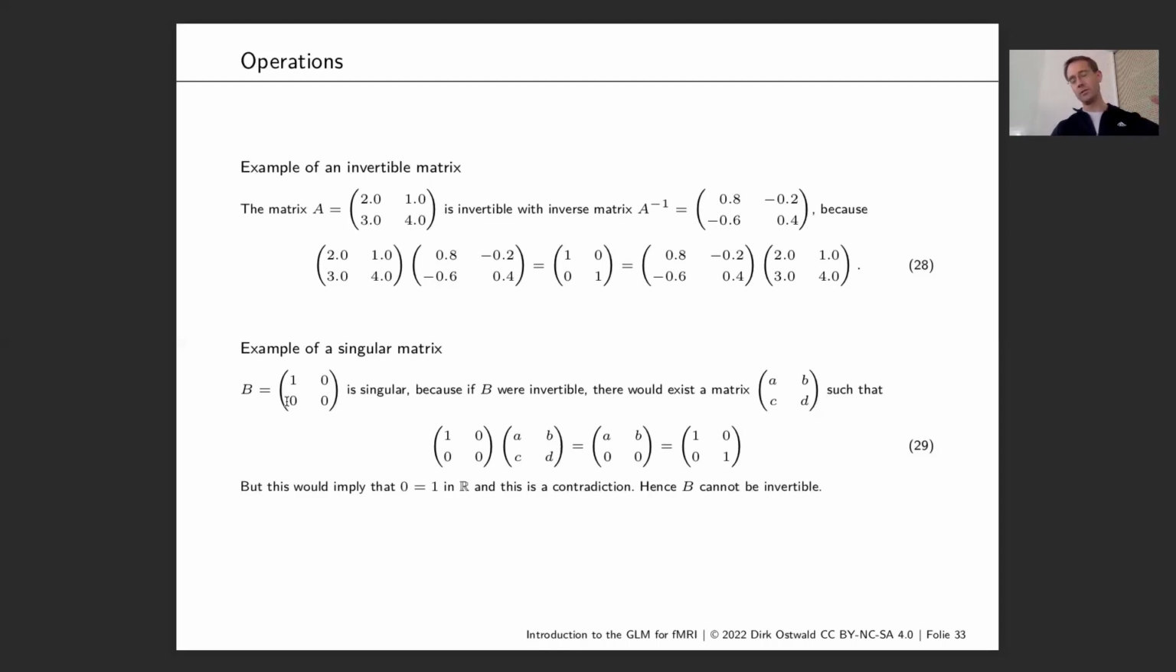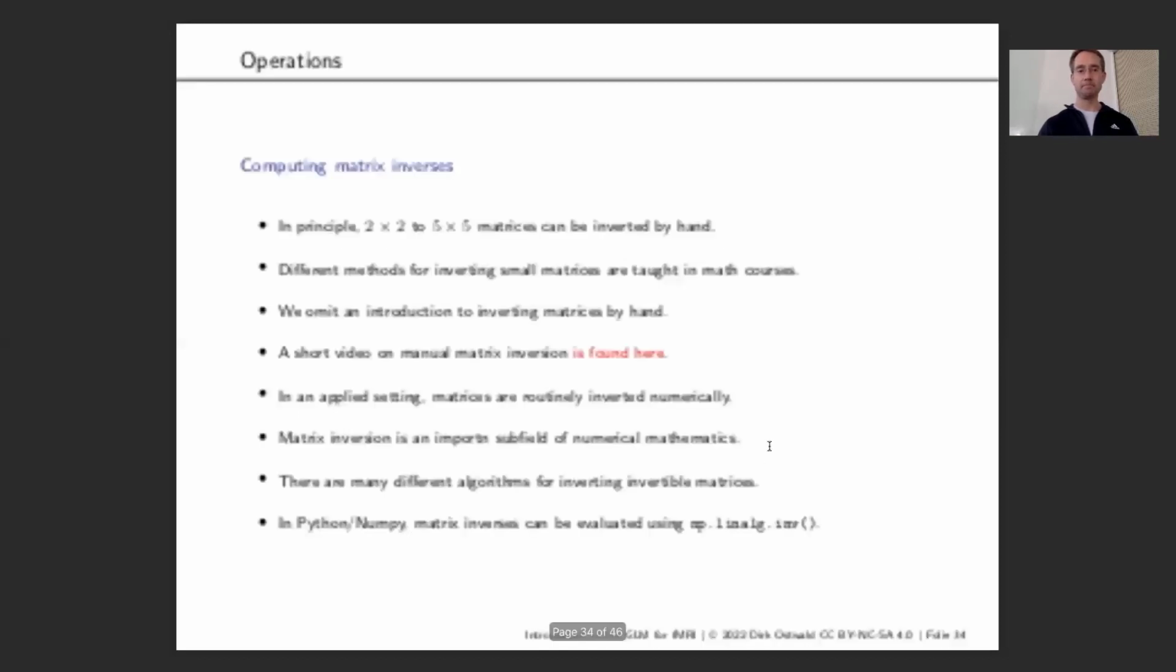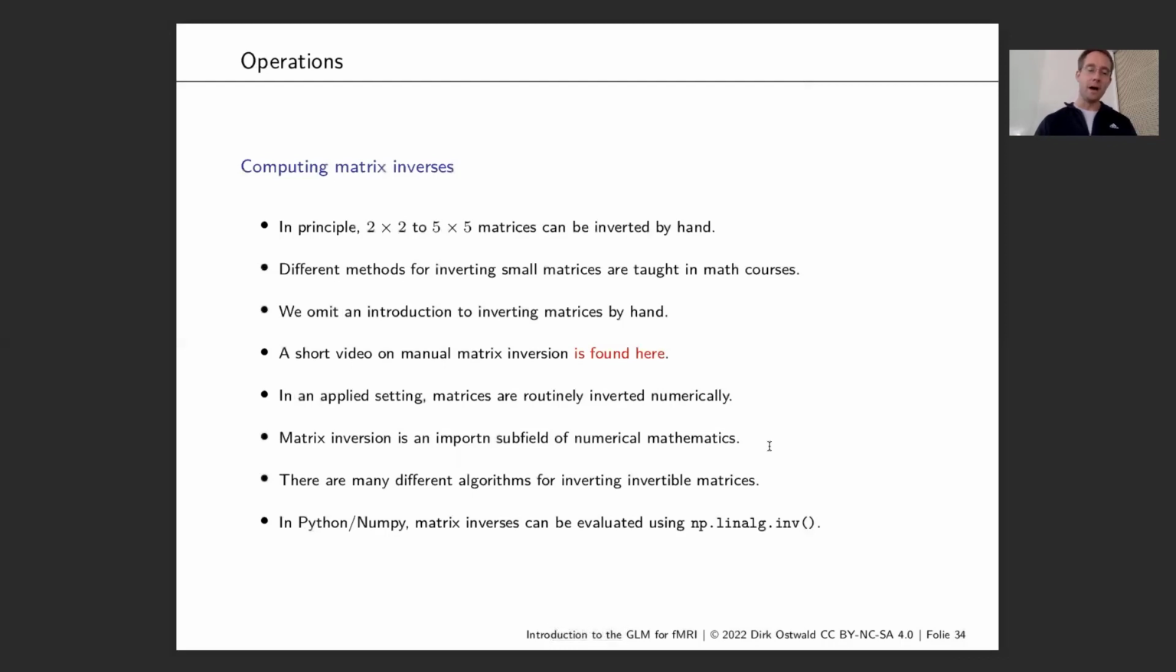Again, both of these examples don't show you how to compute the inverse of a matrix. They just try to explain a little bit more what the matrix inverse is and what it does, and that it can exist or cannot exist. There are algorithms to do that for 2 by 2 up to 5 by 5 matrices, and you can ask a mathematician or anyone who took a linear algebra course how to do that. You can also do it. It's semi-fun.